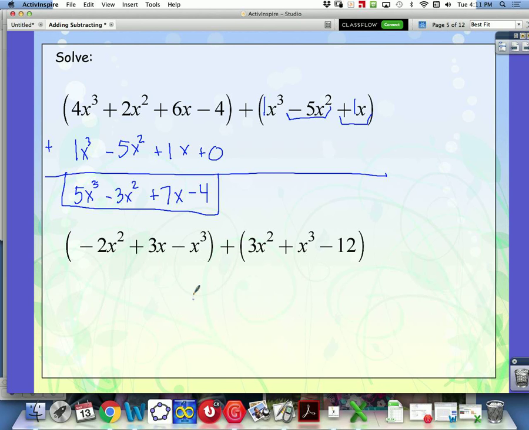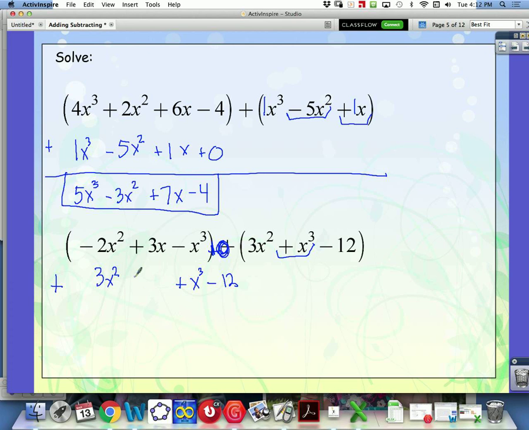So our second example here, we're going to do the same thing. I'm going to bring this over. So I'm going to put my plus in the front and do 3x squared. Now pay attention, this one is an x cubed, so it has to go under the other x cubed. And then it says minus 12. Well, that's not a whole number by itself. So at the end, we're going to put minus 12 and put a plus 0 up here.